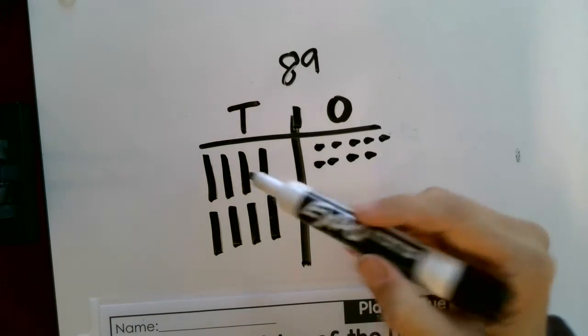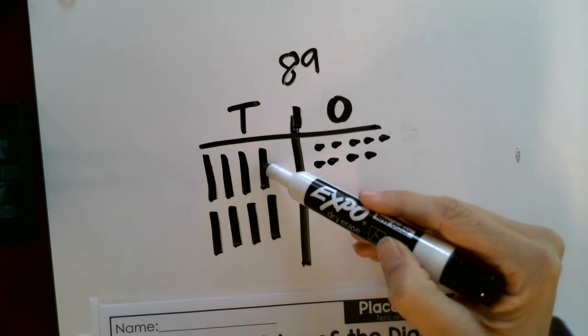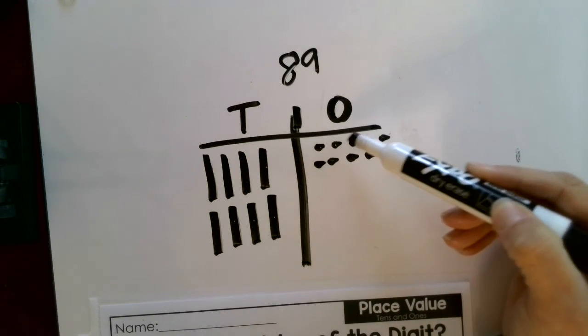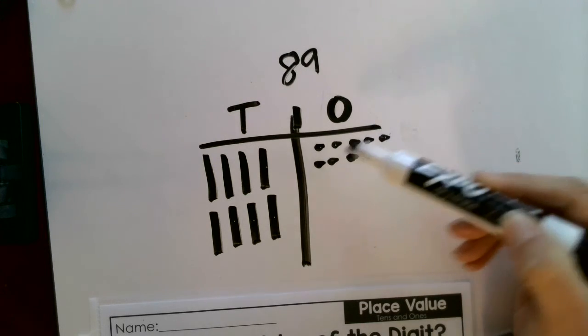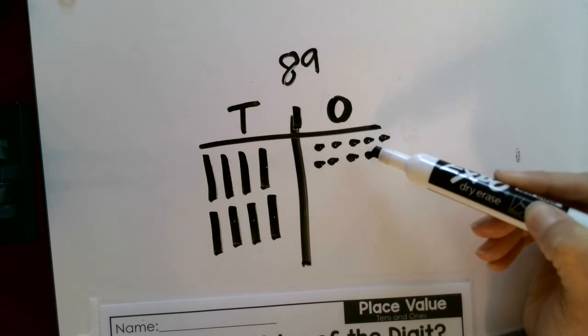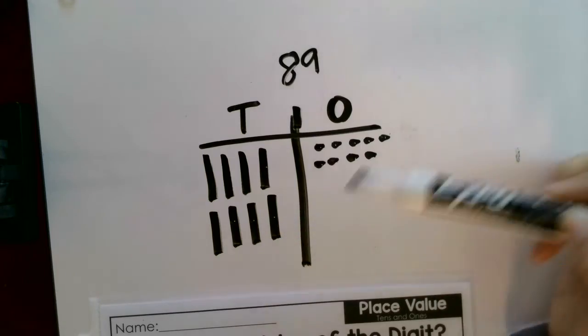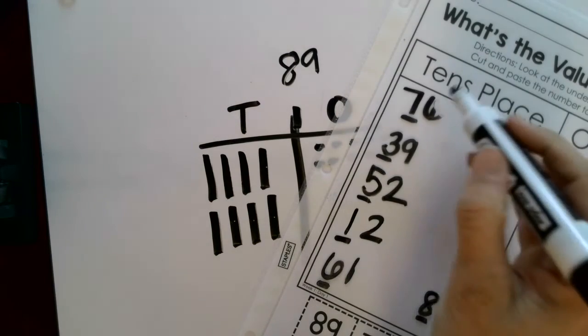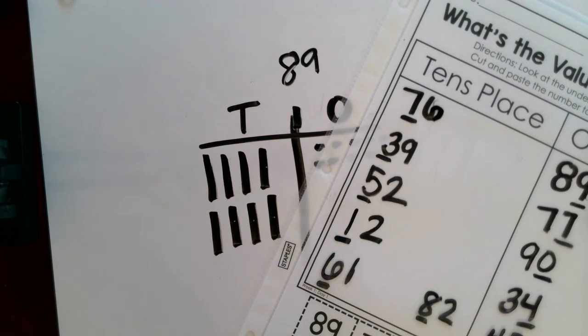And then you could count them. 10, 20, 30, 40, 50, 60, 70, 80, 81, 82, 83, 84, 85, 86, 87, 88, 89. And so that's what 89 looks like with our base 10 blocks. So you could go back in and do that for all of the numbers that you have on here that we underlined and glued and pasted on your paper.